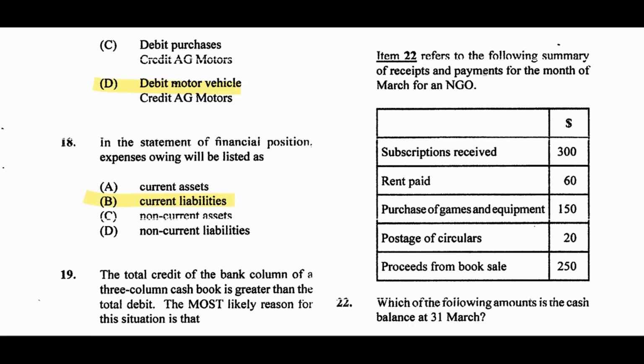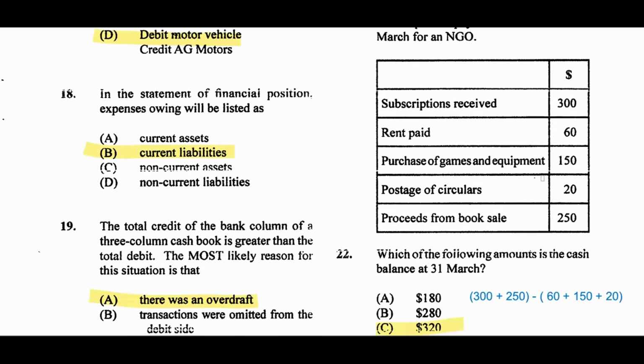Item 20 refers to the following information about the receipts and payments account for the month of March from an NGO. Now, this is a non-profit organization. Subscriptions received 300, rent paid 60, purchases of games 150, postage of circulars $20, and proceeds from book sales 250. Now, to put together your closing balance in your receipts and payments account, you simply add up the total of your receipts, subtract your payments, and you should get your balance.